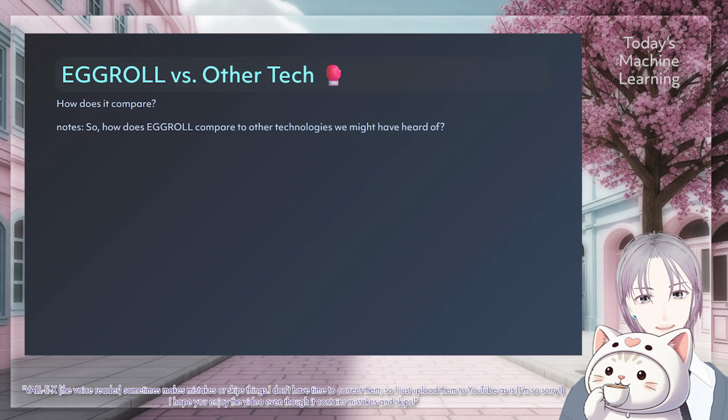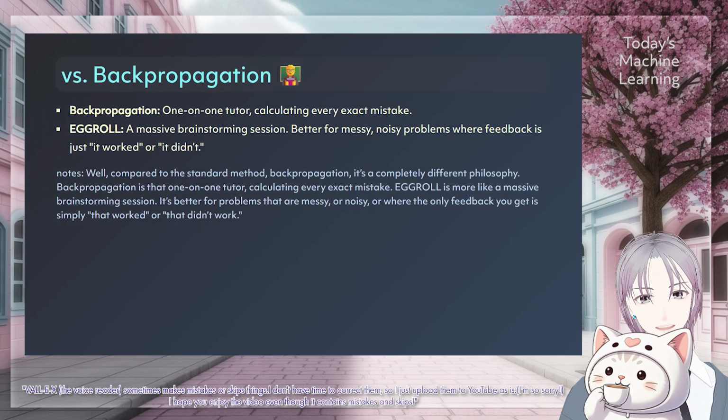So, how does EGGROLL compare to other technologies we might have heard of? Well, compared to the standard method, backpropagation, it's a completely different philosophy. Backpropagation is that one-on-one tutor calculating every exact mistake. EGGROLL is more like a massive brainstorming session. It's better for problems that are messy and noisy, or where the only feedback you get is simply, it worked or it didn't work.